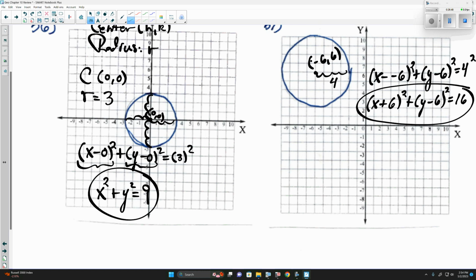Because if we're given a graph or any of it, we need the center of the circle and the radius. Because if we have the center and the radius, we can find the equation. Any question on these two here? Are you ready for the next two?